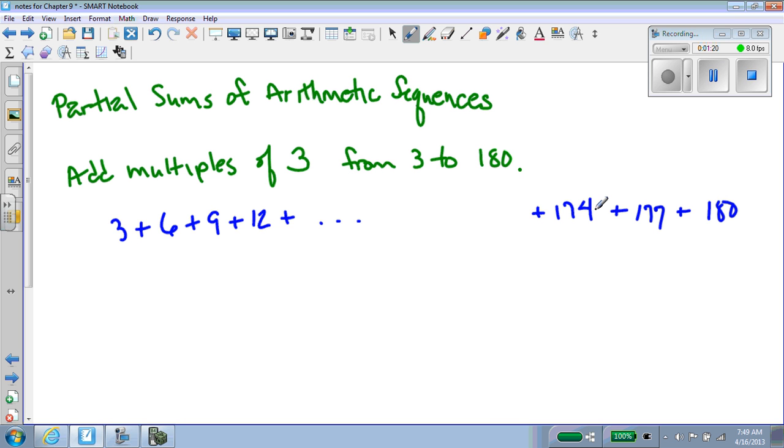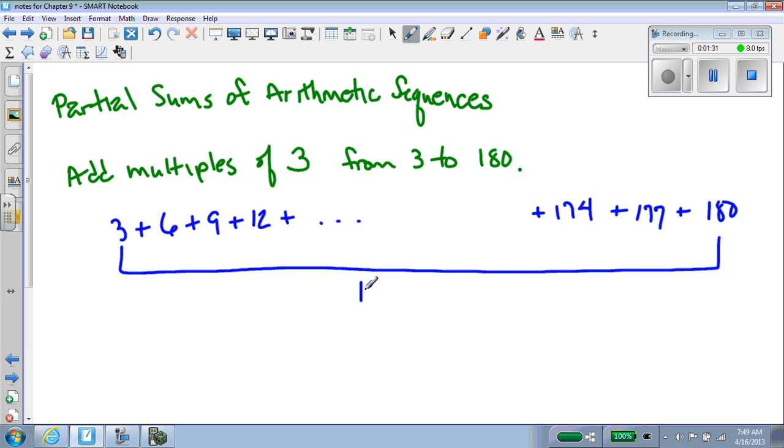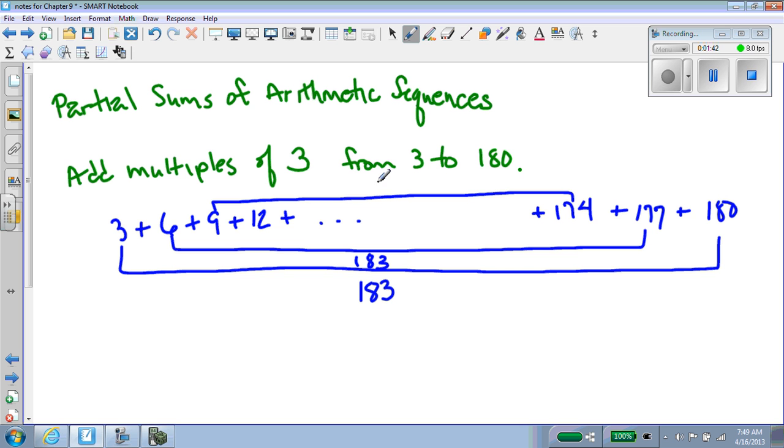There is a shortcut because it's arithmetic. Because this is adding 3 every time, and this is subtracting 3 every time, we get this nice pattern. The first one plus the last one is 183. It is also true that the second one plus the second to the last one is 183, and the third one plus the third to last one is 183. In fact, every single pair of terms from the outside to the inside will be 183. So we could say it's 183 times the number of pairs, right?